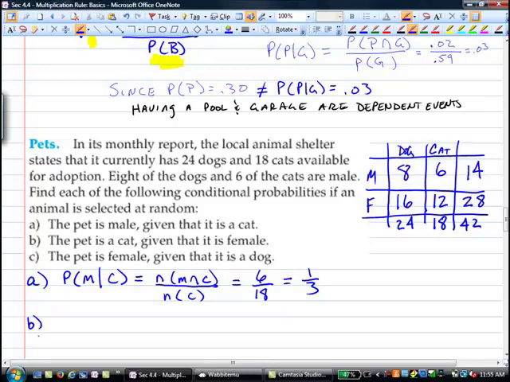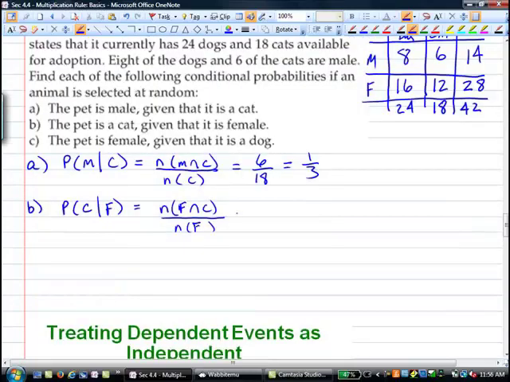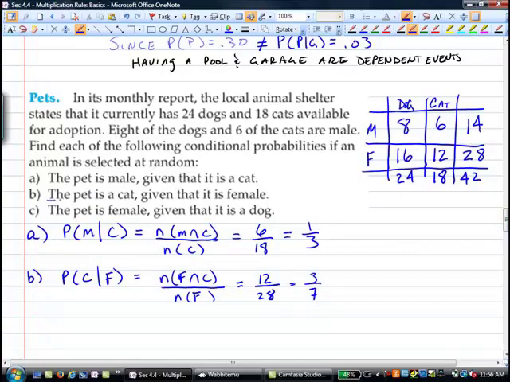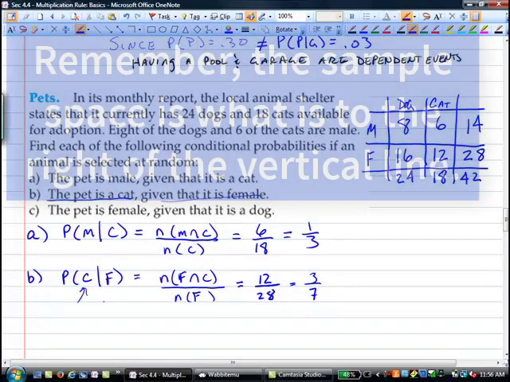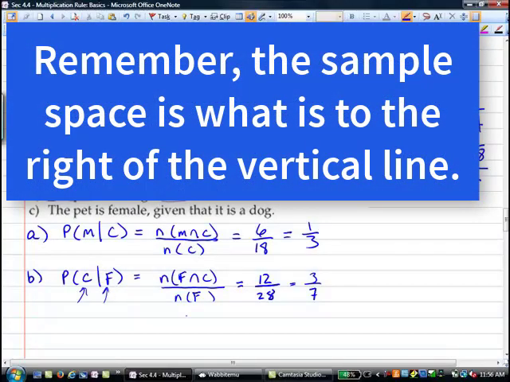Part B says the pet is a cat given that it's a female. So we want to find the probability that we have a cat given that the animal is female. So now I take the number of female cats and divide it by the number of females. So how many female cats do we have divided by the number of females that we have? There's a total of 28 females. And 12 over 28 is the answer. We're asked to find the probability that the pet is a cat, given that it's a female. So that's why our sample space is females.